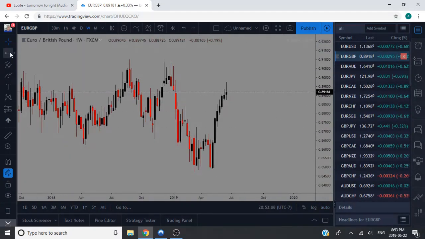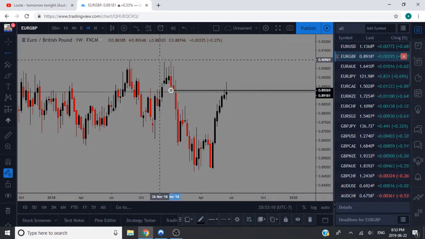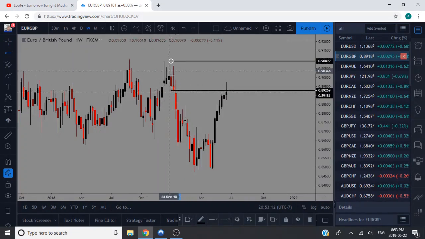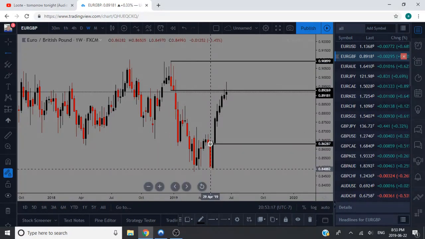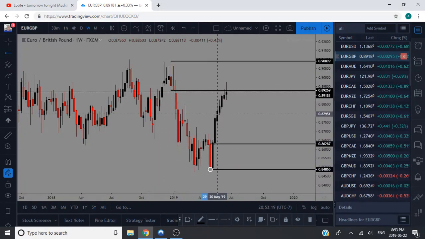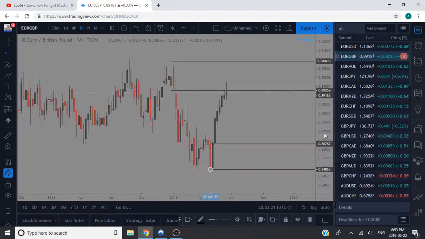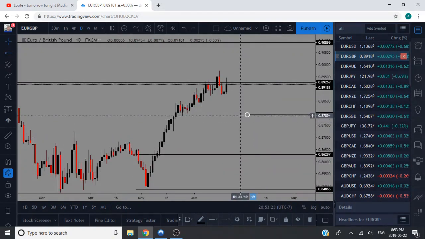All right, Euro Pound. I'm a little hesitant on this because it's so big, but I believe it's a monthly supply too, so that's why I have it drawn out. And we got this demand down here. We have some demand right here, but let's go to the daily and check it out.